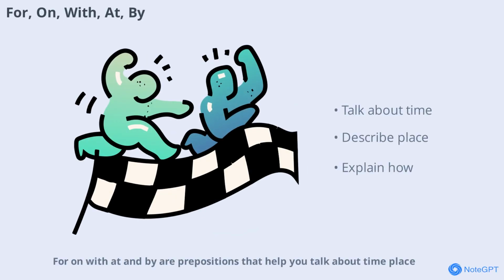For, on, with, at, and by are prepositions that help you talk about time, place, and how things are done. For example, for you, on the table, with friends, at home, and by car. These words are essential for describing situations and actions.